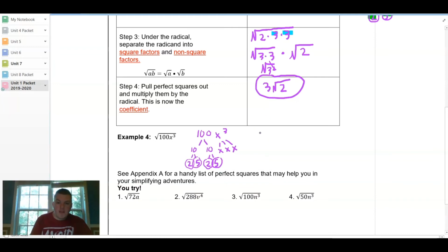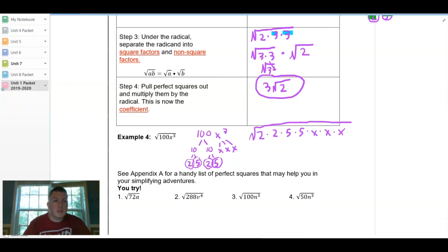So I have a prime factorization of 2 times 2 times 5 times 5 times x times x times x. And those are all underneath the square root. So what I want to look for now is pairs. In this case, I have a pair of 2's. I have a pair of 5's, and I have a pair of x's.